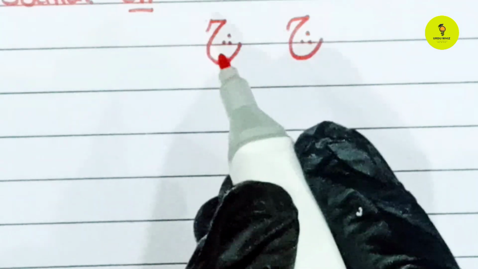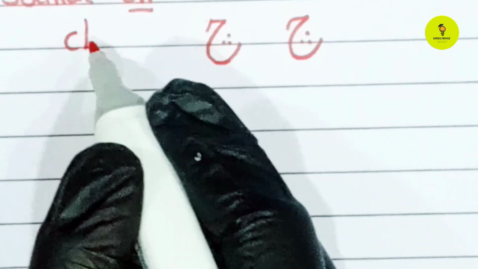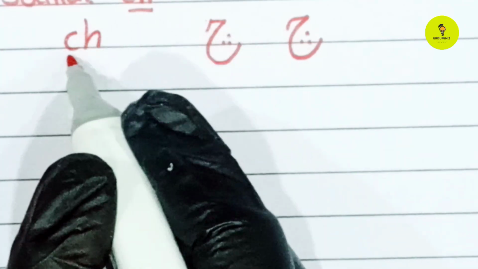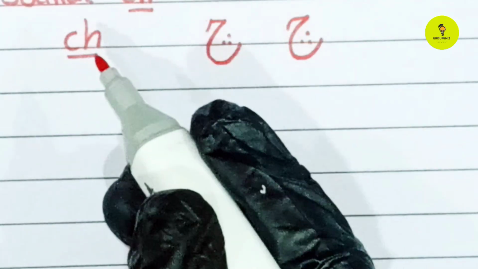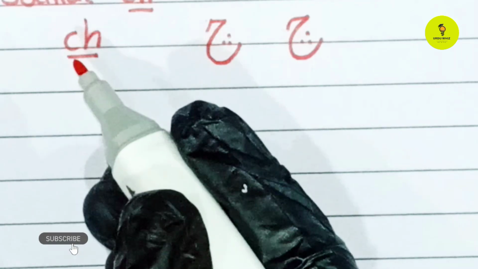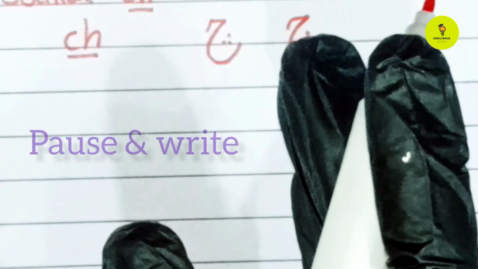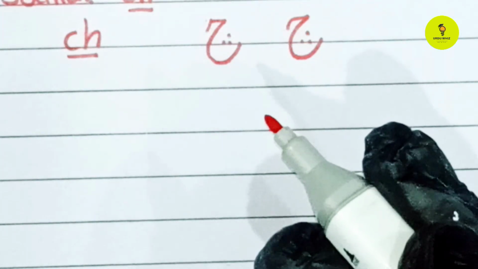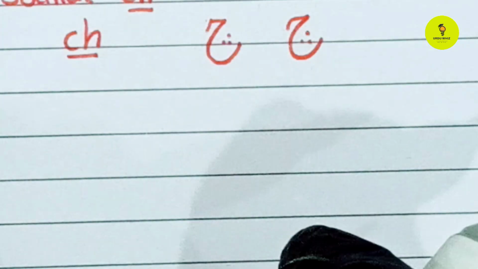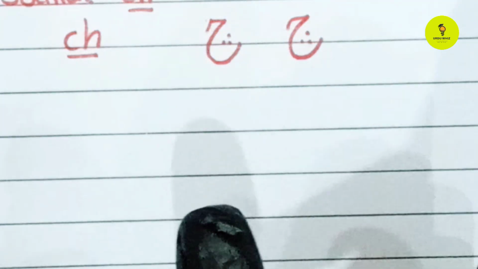J. And its sound is J. Alphabet J and the sound is J. Now pause the video and try to write it. Excellent! You did a great job.